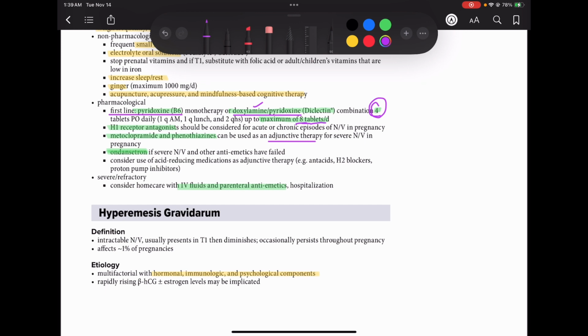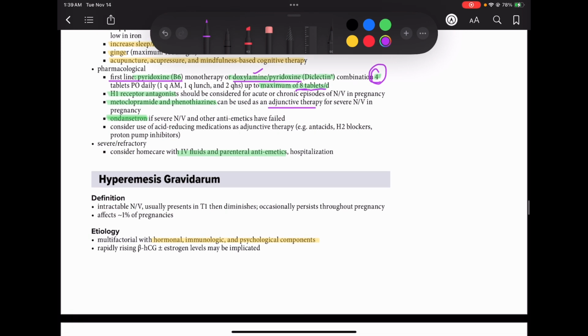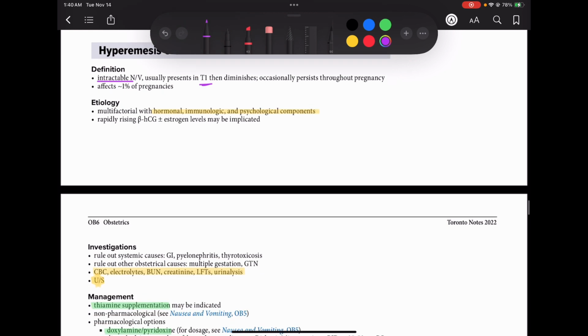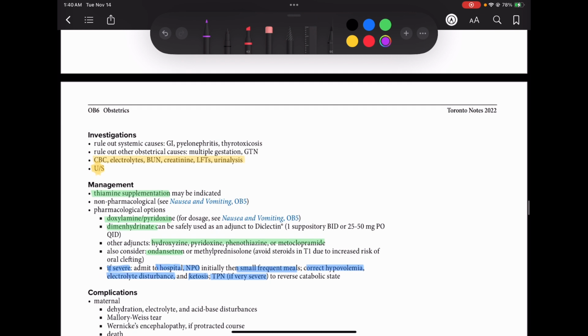If it is severe and or refractory, we can consider home care with IV fluids and parenteral antibiotics, and we can also consider hospitalization. Moving forward, hyperemesis gravidarum affects 1% of pregnancies. If the nausea and vomiting gets intractable, then we call it hyperemesis gravidarum. It also usually presents in the first trimester, and then it diminishes, but it can persist throughout pregnancy. It is multifactorial, mostly because of hormonal, immunological, or psychological factors.